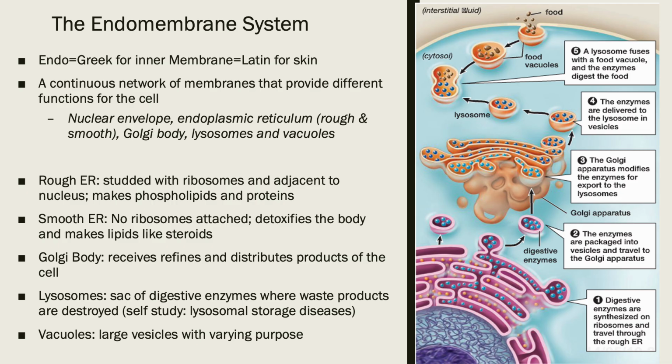Looking at the endomembrane system a little closer, so again, endomembrane, inner skin, or these are structures that prokaryotic cells do not have. And you can think of it as a continuous network of membranes that just do different things for the cells. It adds in the complexity of a eukaryotic cell. And these are the structures found in the endomembrane system. And some of these we've already gone over a little bit. But we have our nucleus, the endoplasmic reticulum, the Golgi apparatus, lysosomes, and vacuoles.